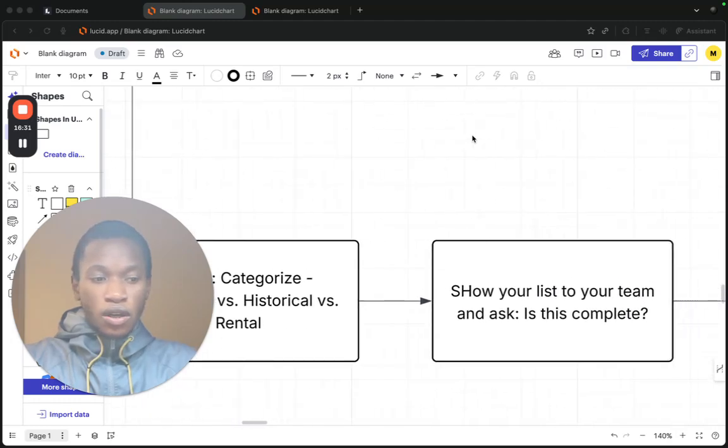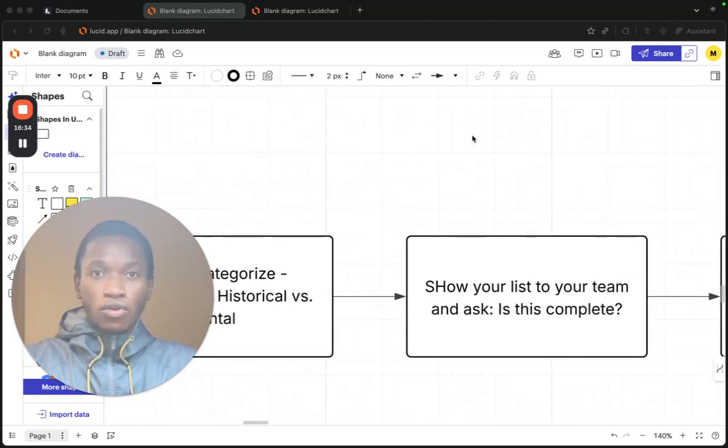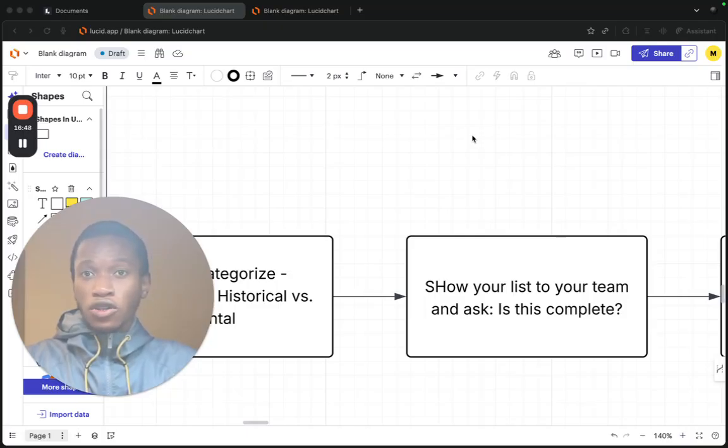And so step three is show your list to your team and ask, is this complete? This is like fact checking with witnesses. If you're writing a history of your company, you don't just interview the CEO. You ask operations, did we miss anything? Sales, what about customer data? Engineering, what systems did I forget? Different people know different pieces. By validating with everyone, you catch what was missing. Same with your information list. Different teams know different data sources, and so you validate with all of them.